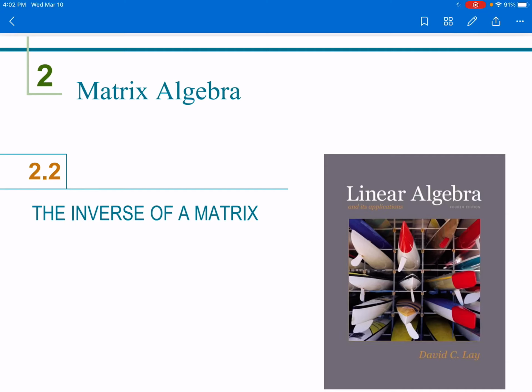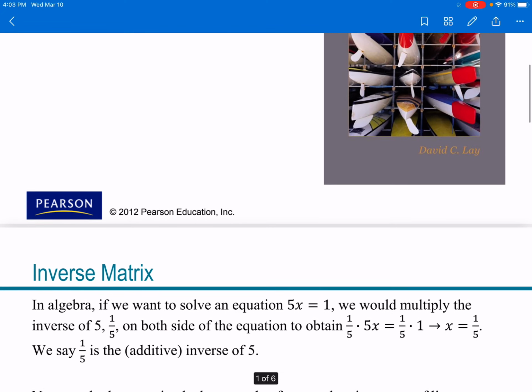All right, now we are on section 2.2, the inverse of a matrix. We just briefly introduce how to find the inverse matrix of a 2x2 matrix. Well, let's look at some motivation here.